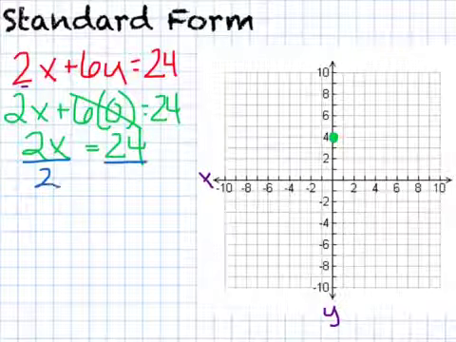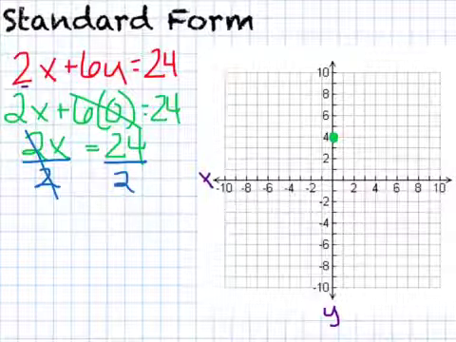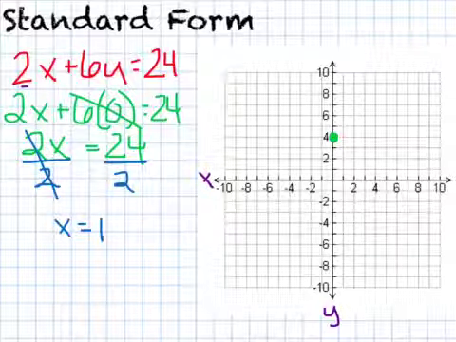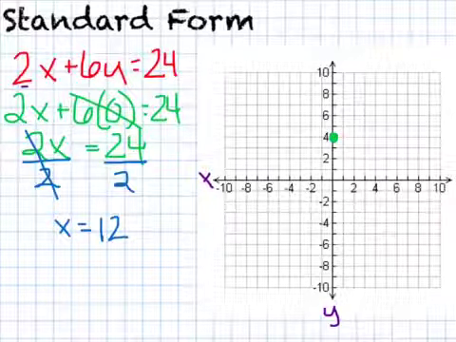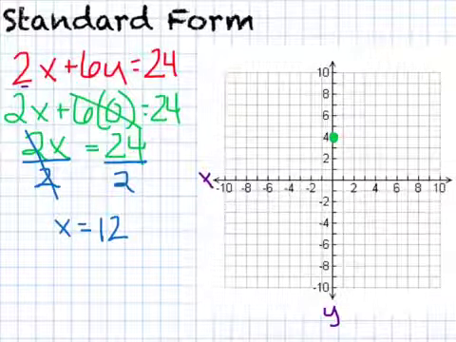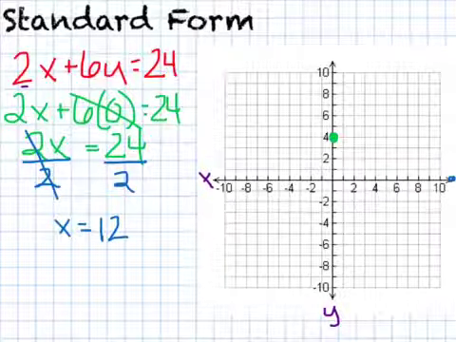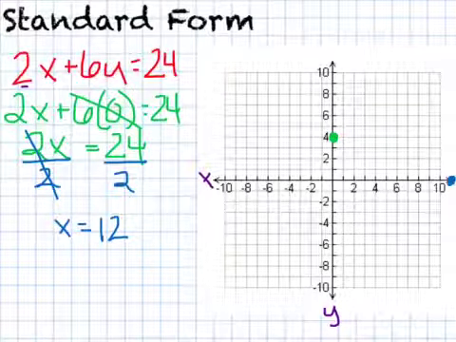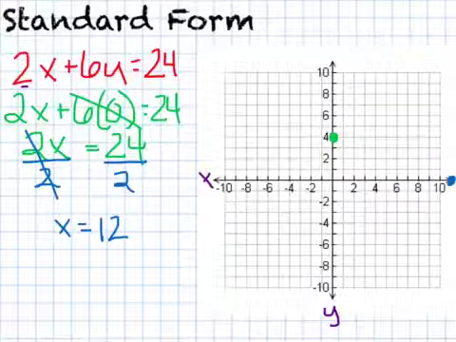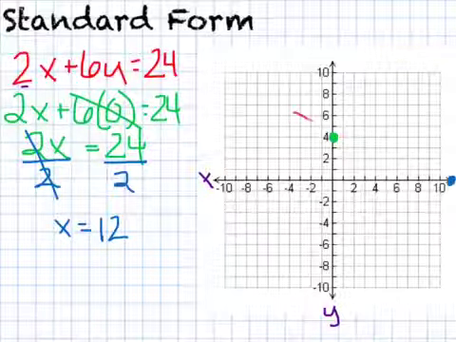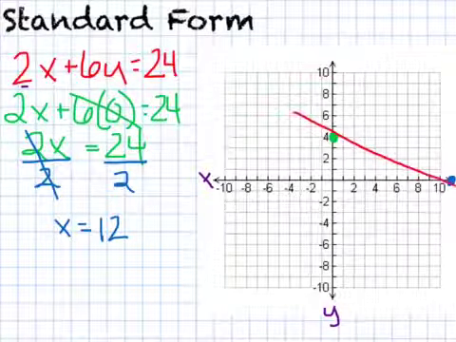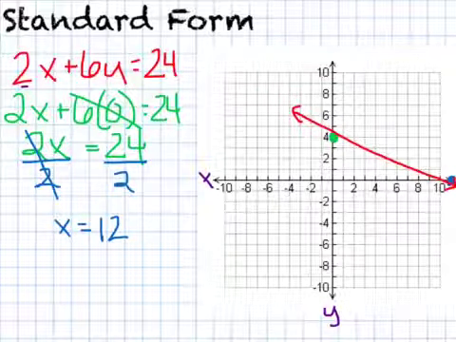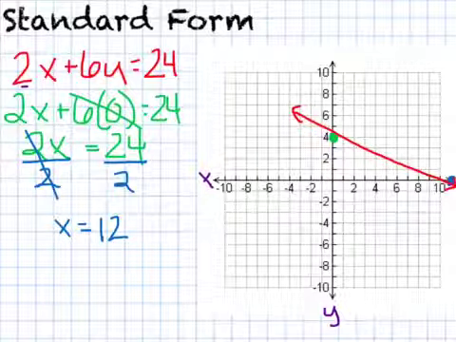We'll divide by 2, divide by 2. 2 divided by 2 is 1, so we just have that 1x. 24 divided by 2 is 12. So x equals 12 will be probably about over here. And then once you have your 2 points, make a line. So we can draw our line through, and that is how you graph a line in standard form.